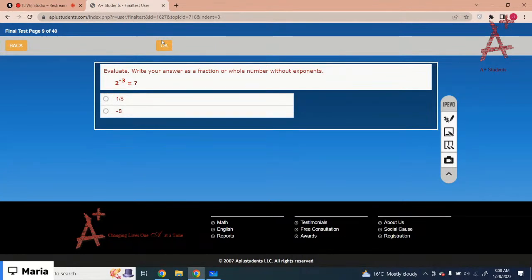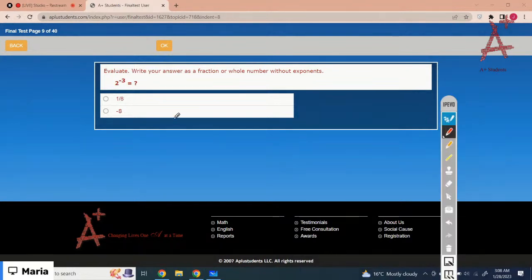Okay, the next one is 2 exponent negative 3. First of all, you have to make the exponent positive. So you can write it down as 1 divided by 2 exponent 3. So it would be 1 over 2 times 2 times 2. 2 times 2 is 4 and 4 times 2 is 8. So it would be 1 over 8. So the correct option is 1 over 8.